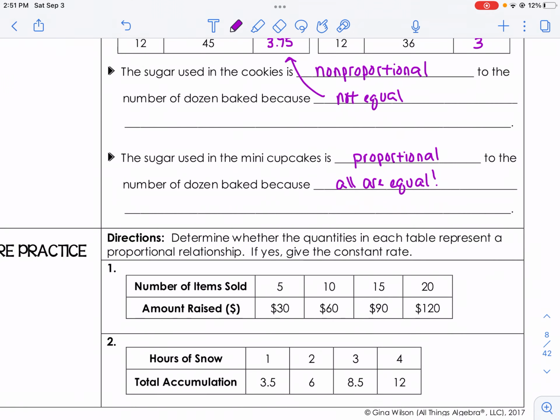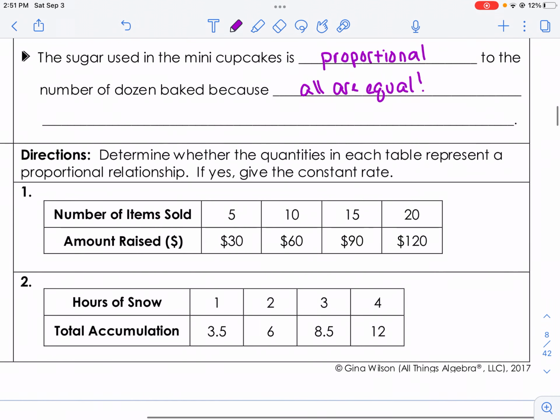So all you gotta do for these is divide. And when you're not sure what to divide by what, typically the bigger number should go first. So $30 divided by 5, let me move that over here actually. We won't do all these out, but 30 divided by 5 gives us 6. 60 divided by 10 gives us 6. 90 divided by 15 gives us 6. And then 120 divided by 20 gives us 6. So this is, yes, a proportional relationship.